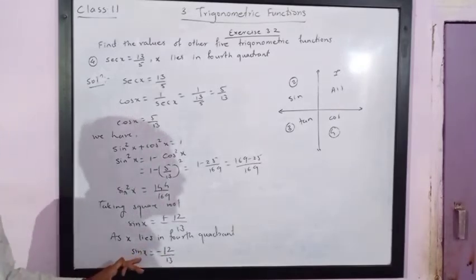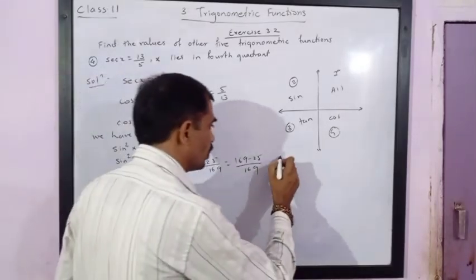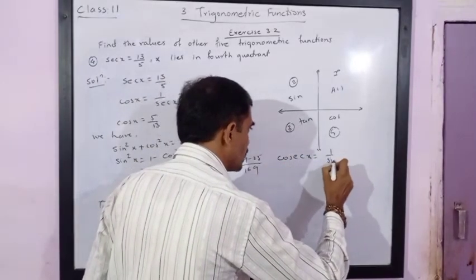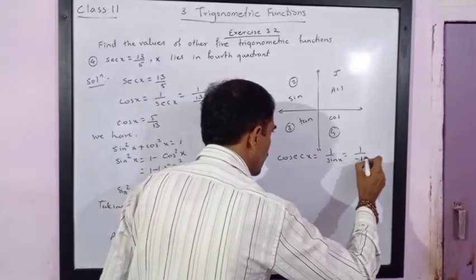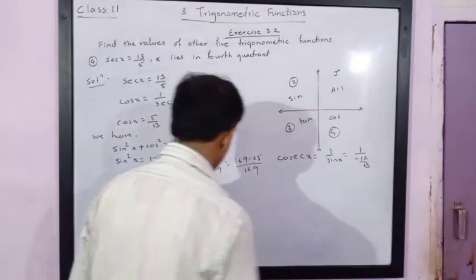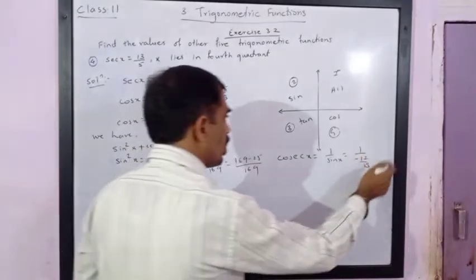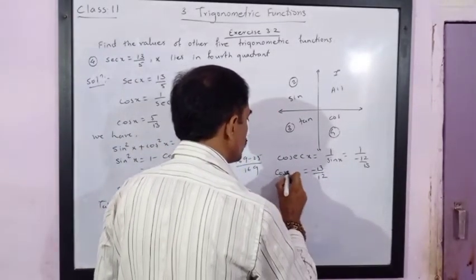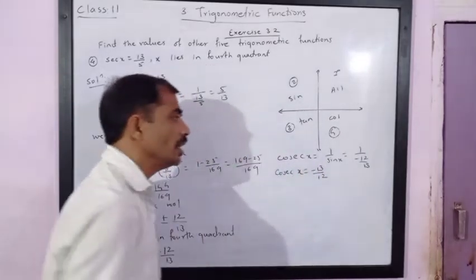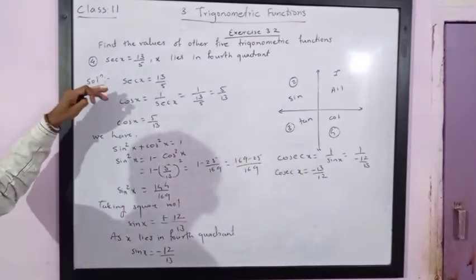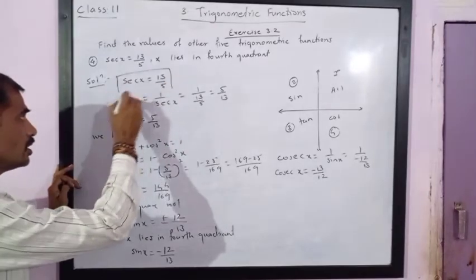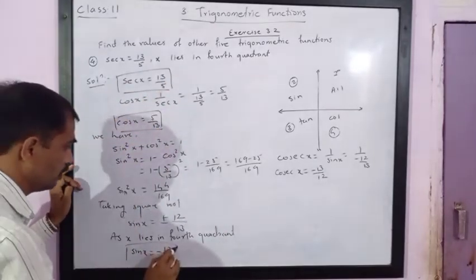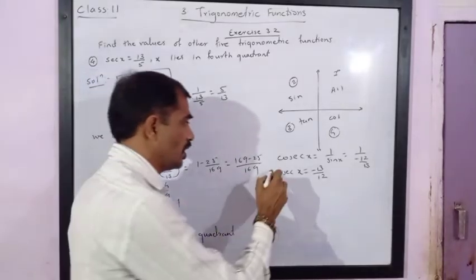Now we have got sin x is equal to negative 12 upon 13. So cosec is the inverse of sin. So cosec x is equal to 1 upon sin x. That is equal to 1 upon negative 12 upon 13. It means the denominator goes to the numerator. You will get negative 13 upon 12. So we have got cosec x is equal to negative 13 upon 12. Now sec x was given to us, cos x we have found, sin x we have found, and cosec x we have found.